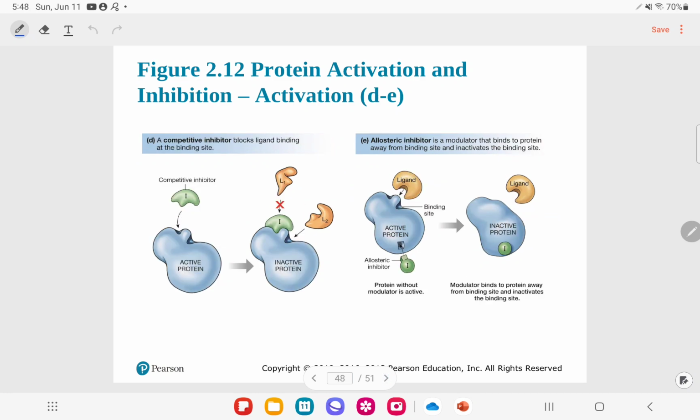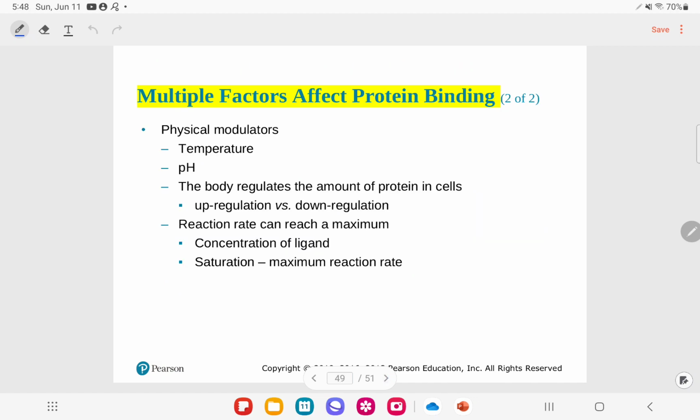So competitive inhibitors will block that ligand from binding at that binding site. So it competes for that binding site, okay? And we have allosteric inhibitors, right? Again, they're going to bind somewhere else, and they're going to inactivate that protein. That's, again, changing that conformation, changing the shape of it. So now that ligand cannot bind.